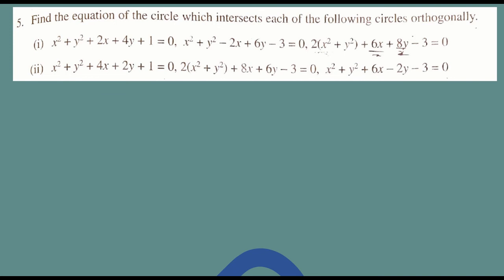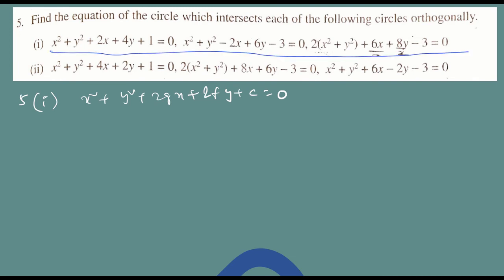Now see, again in this fifth problem, first part, let the required circle be x square plus y square plus 2gx plus 2fy plus c is equal to 0. Now it is given that the circle is intersecting all these three circles orthogonally.